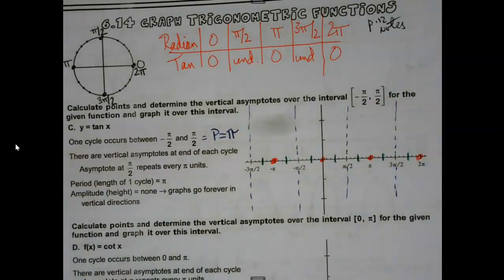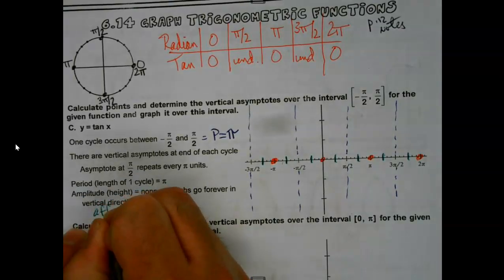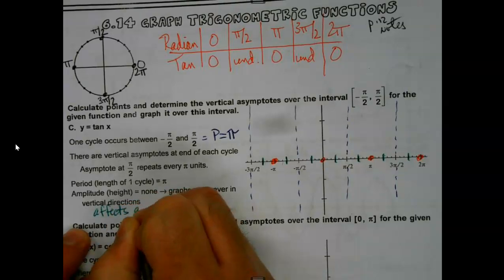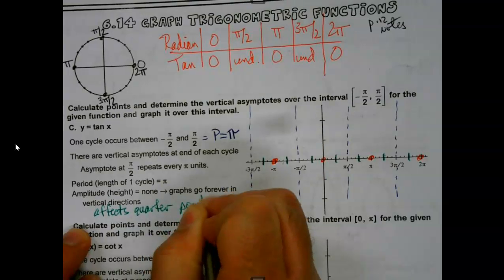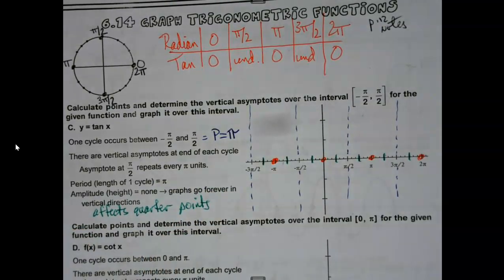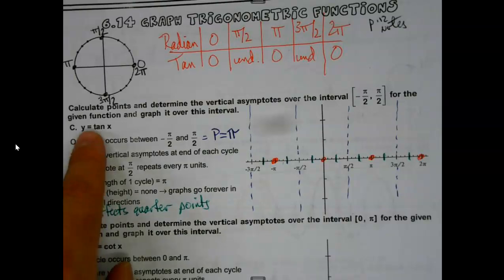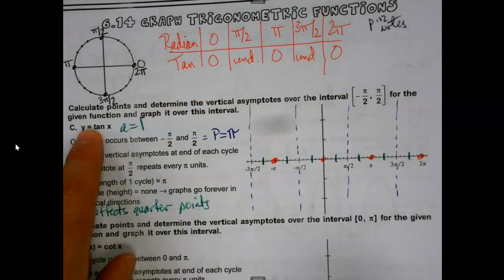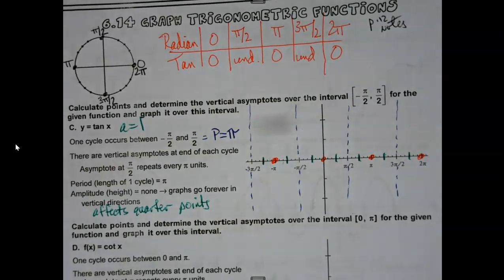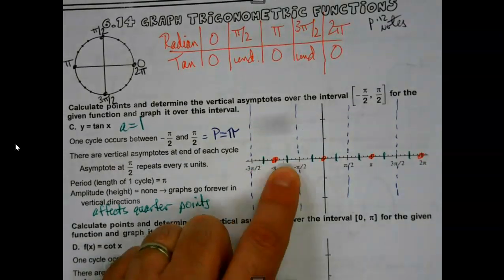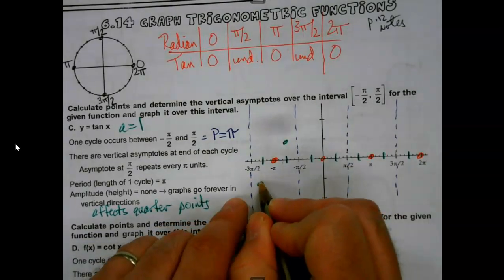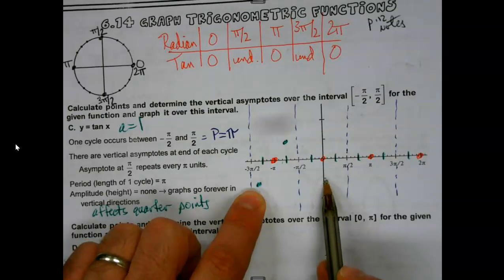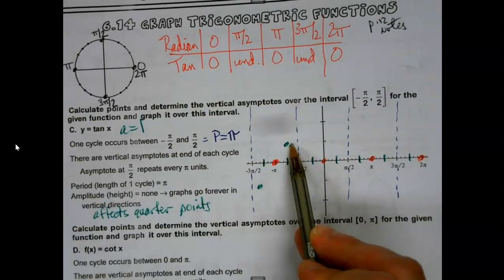Those points, your amplitude affects your quarter points. So here's what I mean. All of these graphs are going to be infinite, okay? Here, my amplitude is 1. There's no number in front of tangent. So at those quarter points, when I'm graphing this, your tangent values to the left are going to be -1. To the right are going to be +1. They're going to be whatever the amplitude is.